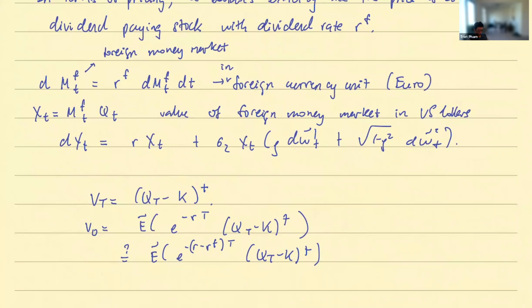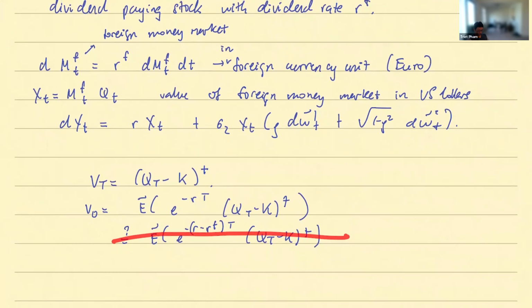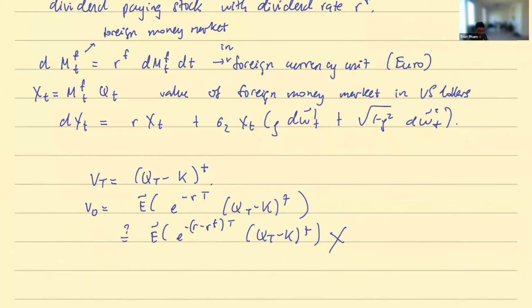Doing this makes no sense because you're just matching symbols. Here you're saying you're discounting the future value with this rate. Well, this is not a rate anywhere. Not a rate in the US market, not a rate in the foreign market, nowhere. So this is just you matching symbols without understanding the concept. Understand? So that's why it won't work.